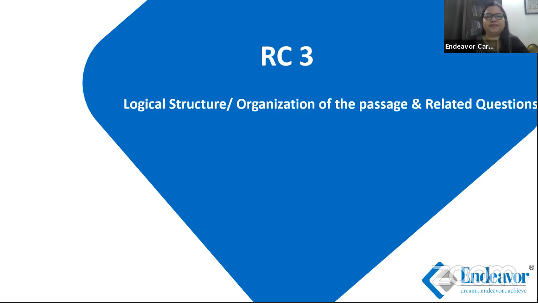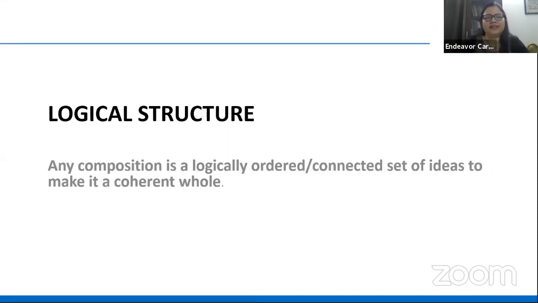Let's look at that. So logical structure refers to a logically ordered, connected set of ideas to make it a coherent whole. You're not writing randomly, right? A writer writes with a certain purpose, and he makes sure that whatever is written serves that purpose. So there is always a very connected set of things or set of details that a writer brings forth.